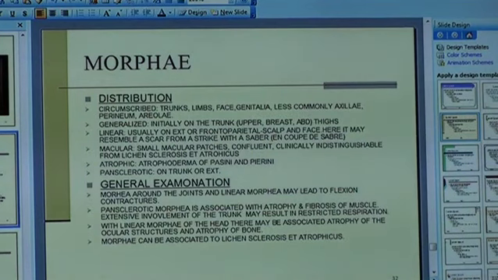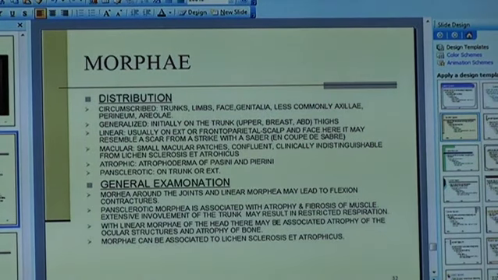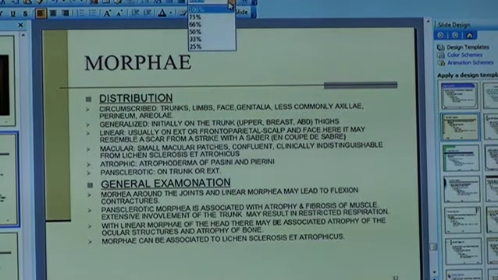Macular: small macular patches, confluent, clinically indistinguishable from lichen sclerosus et atrophicus. Atrophic is atrophoderma of Pasini and Pierini. I don't know what that means, but it was in the book. We haven't talked about atrophoderma. We'll talk about it some other time. Pansclerotic is on the trunk or the extremities.